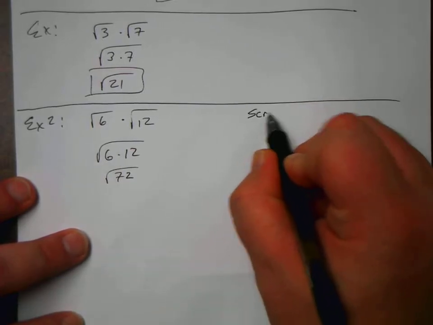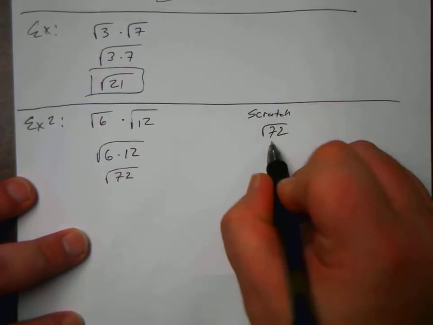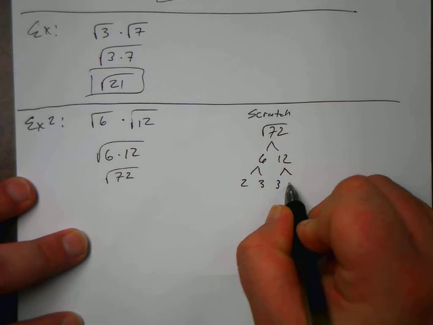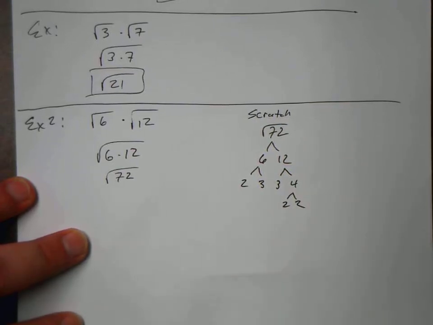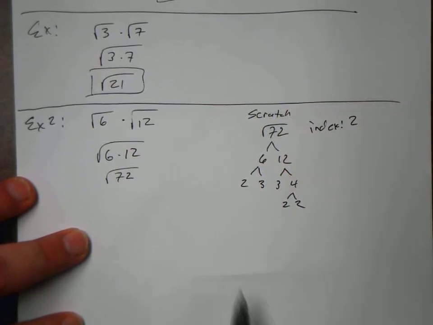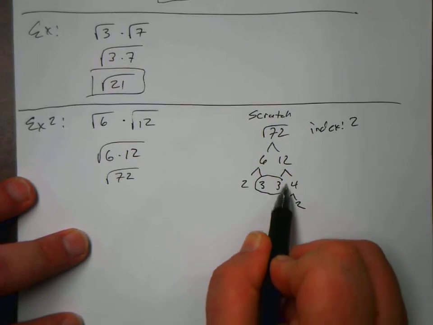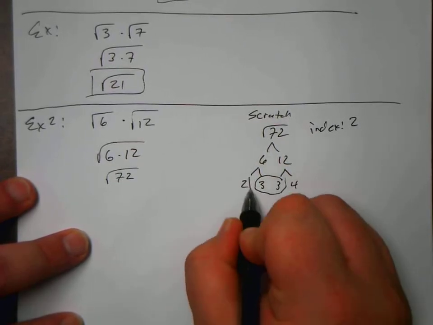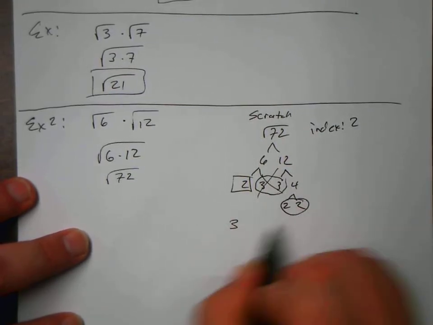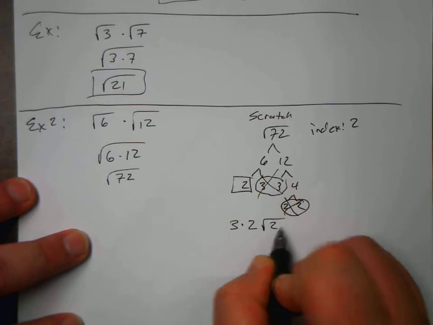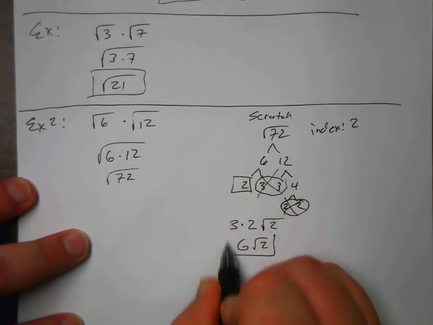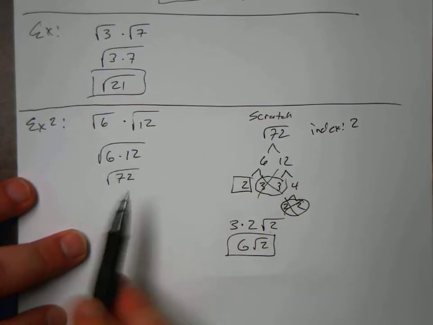Well, if I go here to some scratch work, I can take a look. The square root of 72, I already know breaks into 6 and 12. 6 breaks into 2 and 3. 12 breaks into 3 and 4. 4 breaks into 2 and 2. And my index here again is 2. So I know these 3's match up. These 2's match up, and this 2's all by himself. So that means I get a 3 out front, a 2 out front, and a square root of 2 stays underneath. 3 times 2 gives me 6, so I'm left with 6 square roots of 2. So the square root of 72 then becomes 6 square roots of 2.